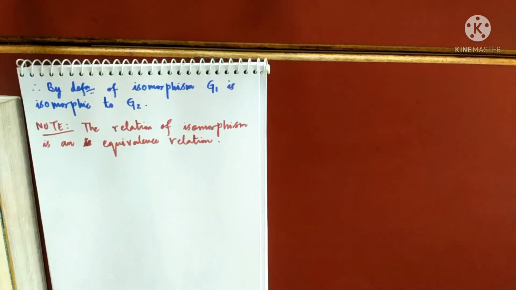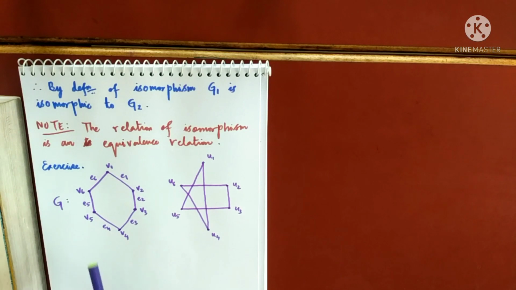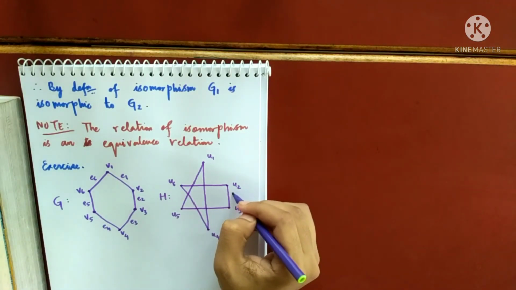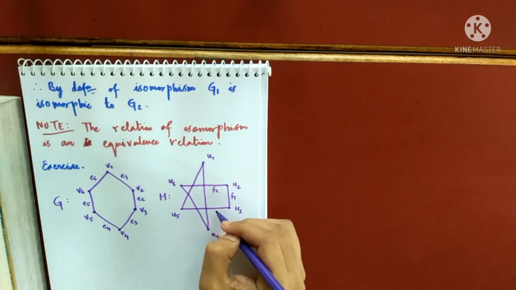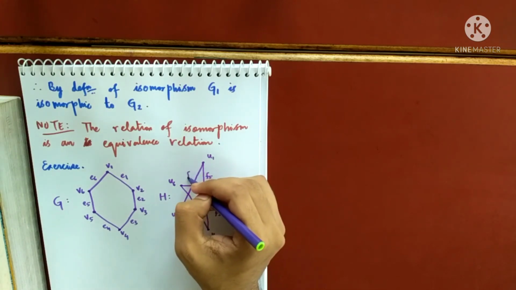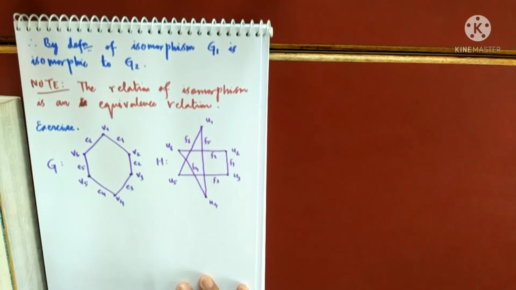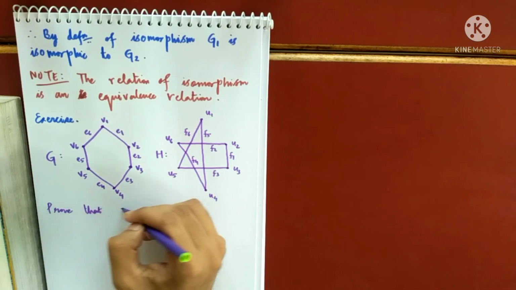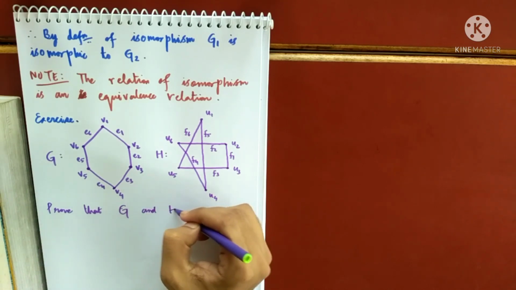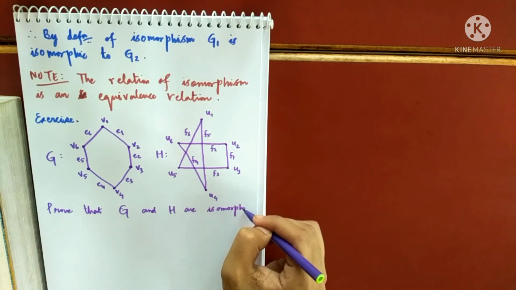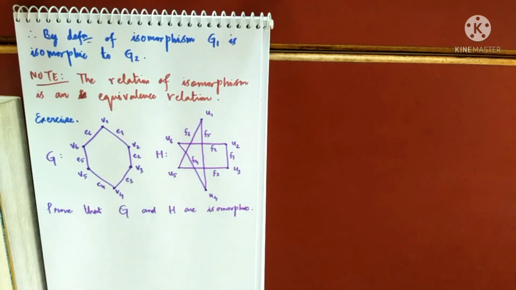I'll give you a task to do. Look at these two graphs. Call this graph G, call this graph H. Let me name the edges as F1, F2, F3, F4, F5, F6. Prove that G and H are isomorphic. That means you have to again produce a map satisfying those conditions.